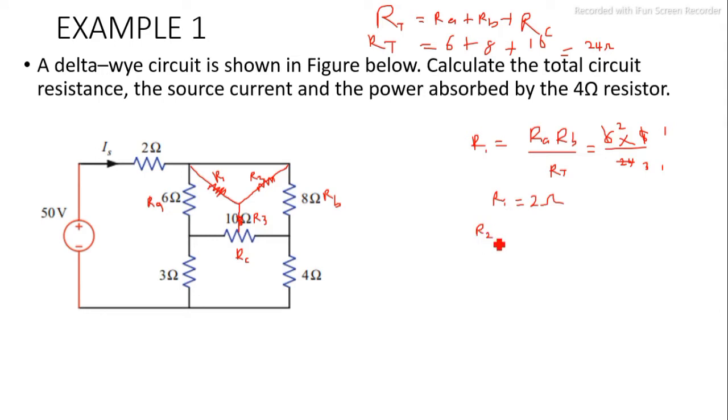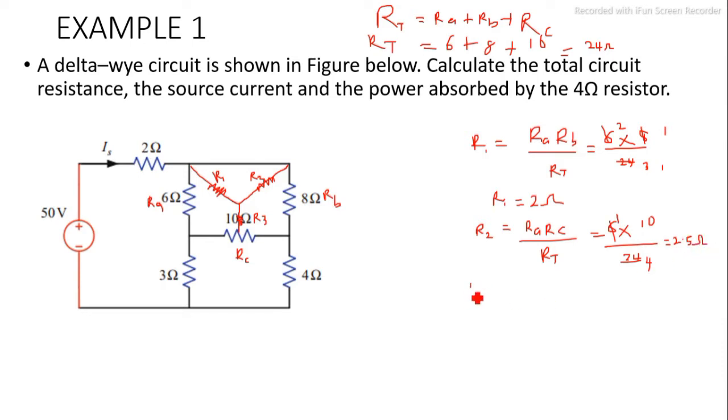Let's find our R2. Our R2 equals what? Since you've used RA and RB, you have to use RA and RC. So don't use RA and RB again. That's what I'm trying to say. So that means RA times RC divided by the R total, which is RA plus RB plus RC. What's our RA? Our RA is 6. What's our RC? Our RC is 10. What's our R total? Our R total is 24. 4 here 1, 4 into 24, that's 4. 10 divided by 4, that's 2.5 ohms. That's our R2.